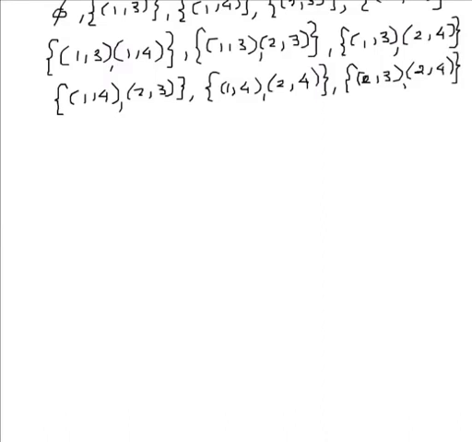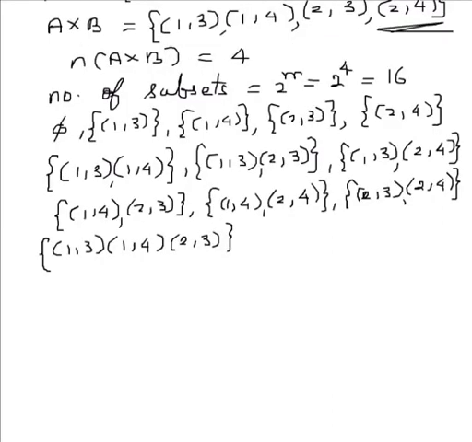Now we will go for 3, 3 elements. So I will write the first 3 elements, 1, 3, 1, 4, 2, 3. That is, I left the last element, 2, 4, and I wrote the remaining 3 elements. Leave this element and write the remaining 3 elements. So 1, 3, 1, 4 and 2, 4.